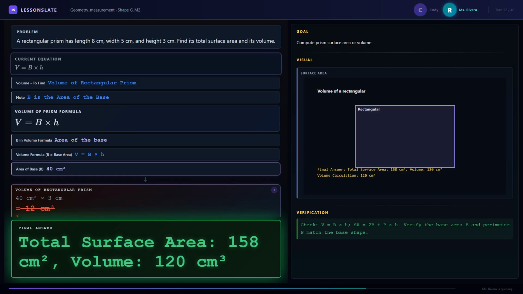To summarize, we found the total surface area by calculating the area of all 6 faces and adding them up to get 158 square centimeters. And then we found the volume by multiplying the area of the base by the height, which gave us 120 cubic centimeters. Thanks so much, Ms. Rivera. I really appreciate your help with this one. I always mix up those formulas and keep making little arithmetic errors, but going through it step by step really helped. I feel much better about rectangular prisms now.